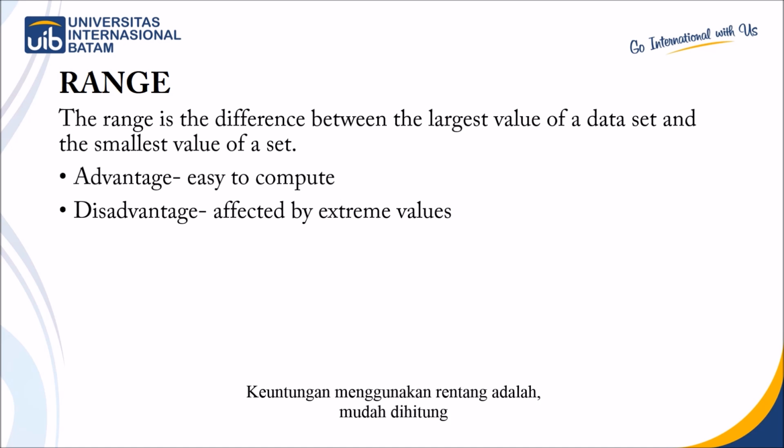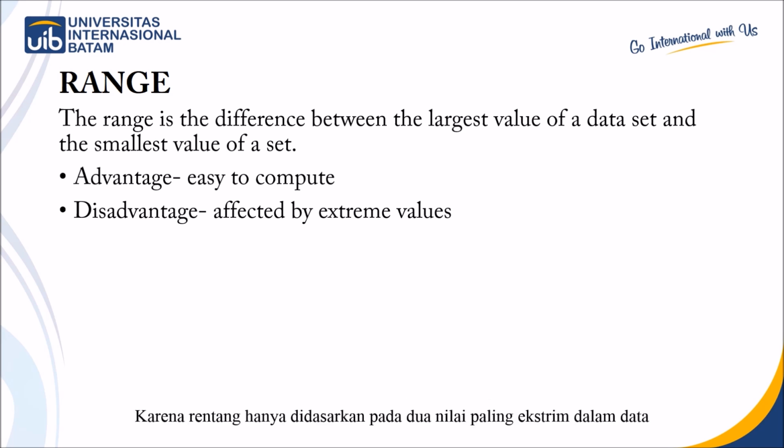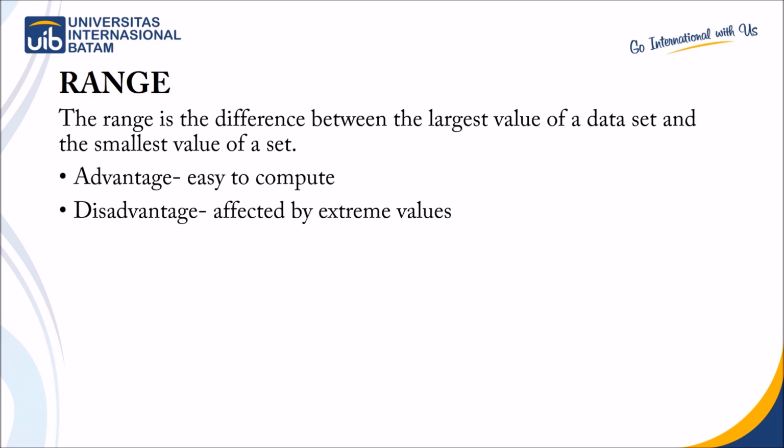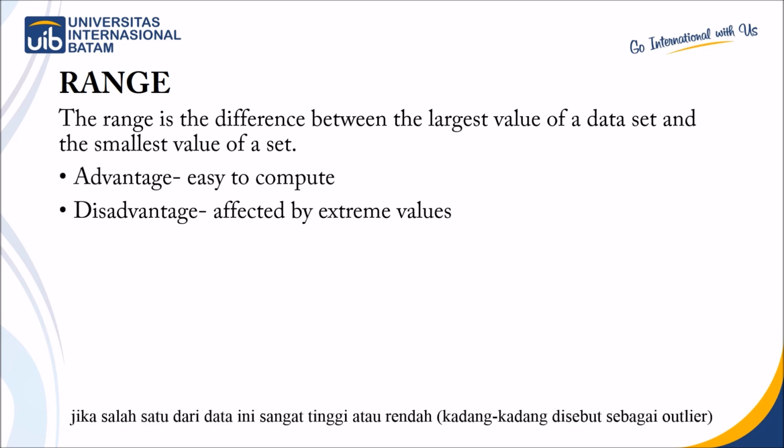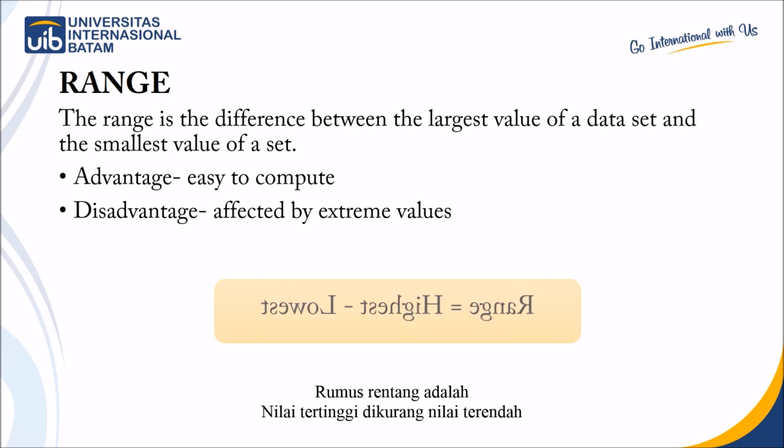The advantage of range is it's easy to compute, and the disadvantage is it is affected by extreme values. Since the range is based solely on the 2 most extreme values within the data set, if one of these is either exceptionally high or low, sometimes referred to as an outlier, it will result in a range that is not typical of the variability within the data set. The formula of range is highest minus lowest.